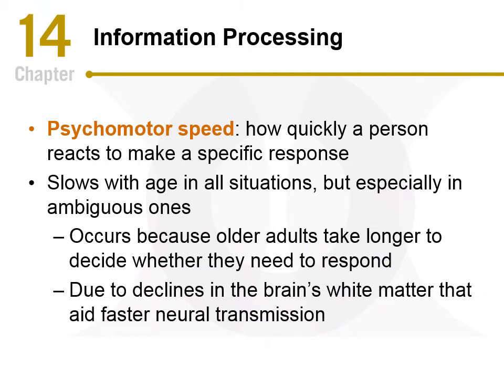Information processing, no surprise, we get a little slower as we get older. Now, in part, this is due to the decline of white matter in our brains. The white matter helps us process faster. And as you have less white matter, it's going to take you a little longer. You also have some tangles and you have some plaque. So all of those things are there.